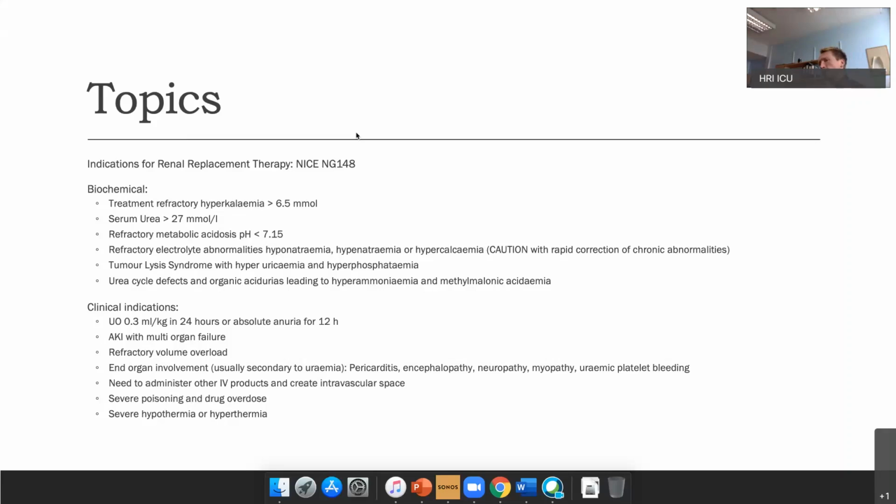But yes, their clinical indications are refractory volume overload and end organ involvement, which seems to indicate the uremic complications. So if you don't have a urea on someone, but they're pericarditic, they're encephalopathic, they've obviously got a uremic appearance, and they've got platelet abnormalities, then you'd consider dialysis. Then there's the need to administer IV products and create intravascular space. I guess that's someone who must be extremely brittle from an intravascular volume status point of view, someone who's got significant heart failure, and you need to generate some intravascular volume to give some kind of drug. I haven't heard of that one before.